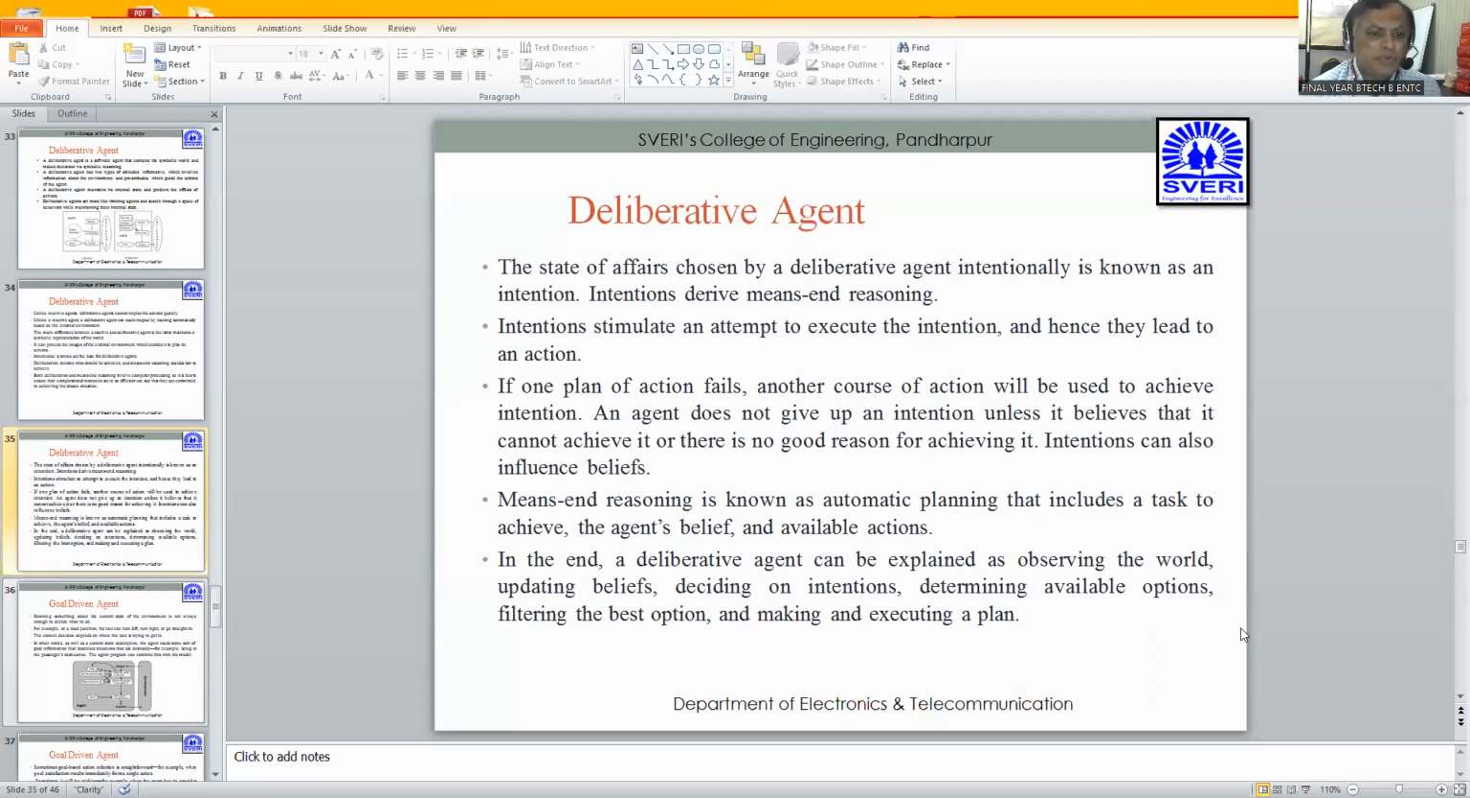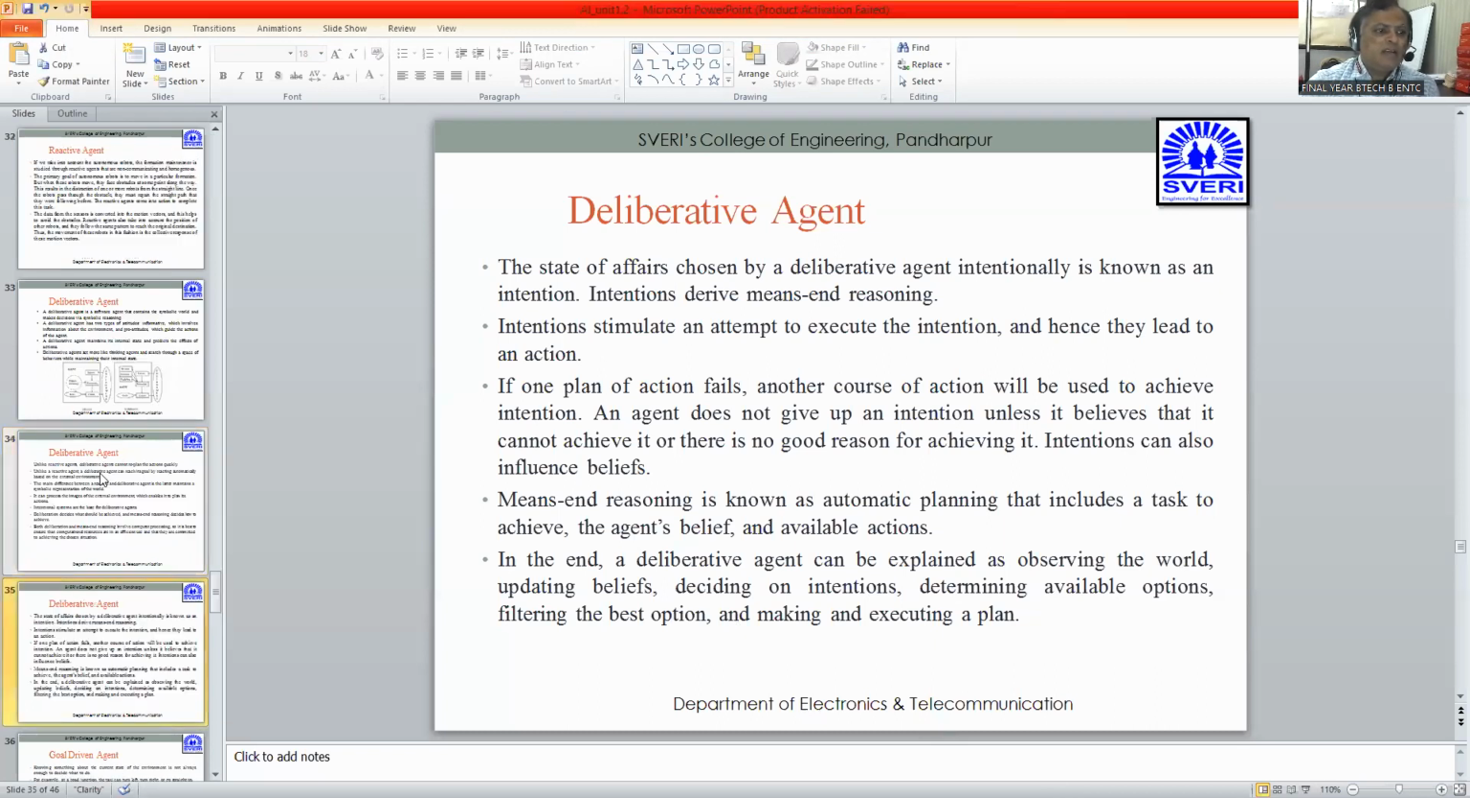So we will stop here. I do feel you might have understood the reactive agent and the deliberative agent.